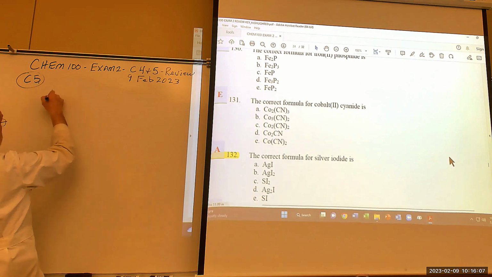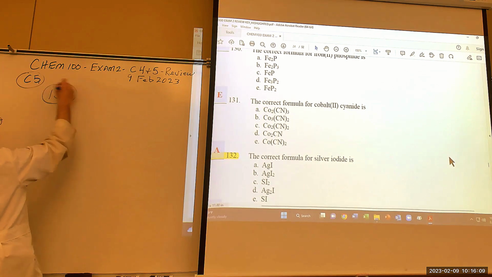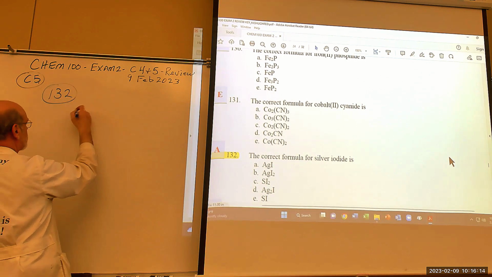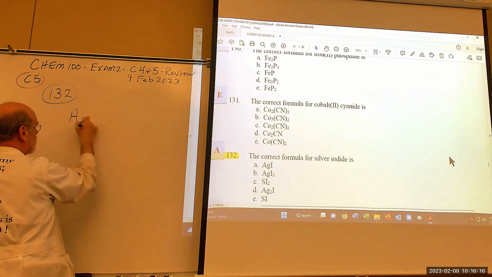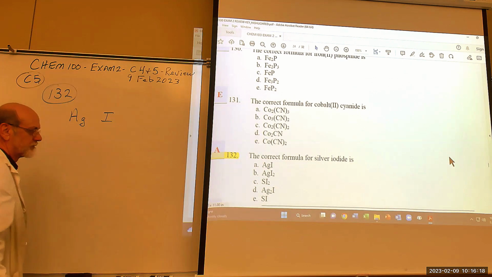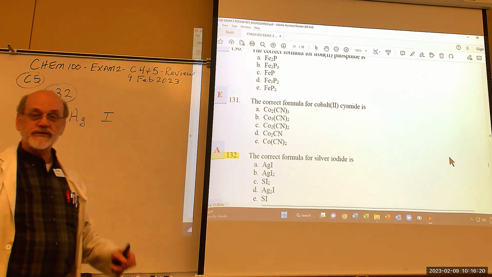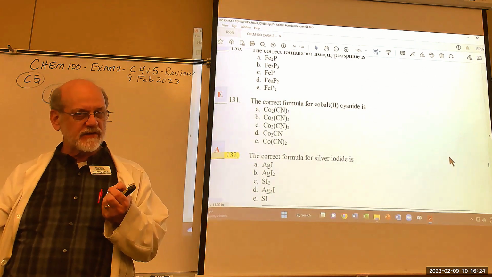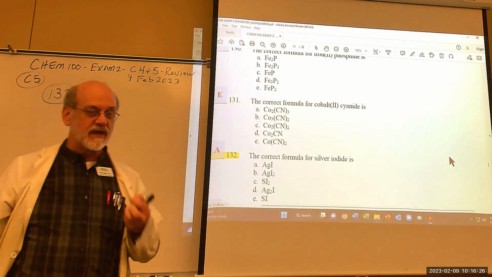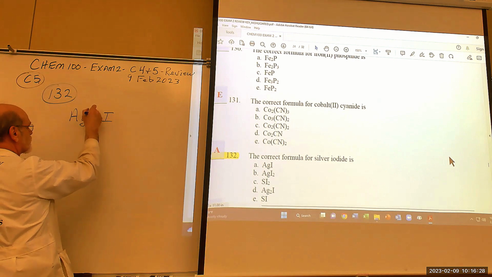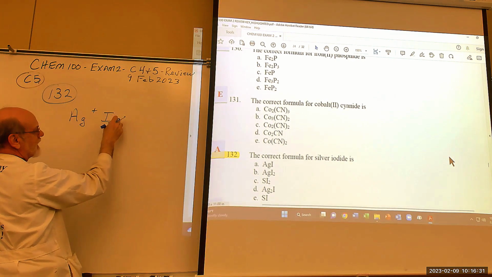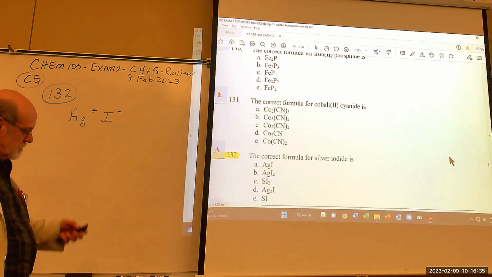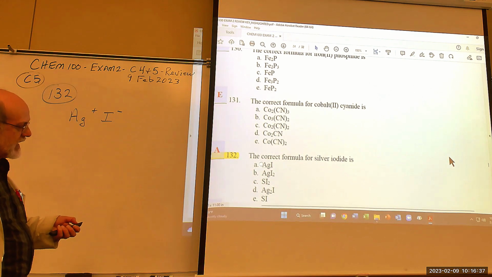132, got that one on there. The correct formula for silver iodide. So we've got silver and we've got iodine. What's the charge on silver? Silver is one of those transition metals that has a fixed charge, and it's a +1 charge. Iodine is a halogen, -1 charge. So that is the formula right there. AgI.